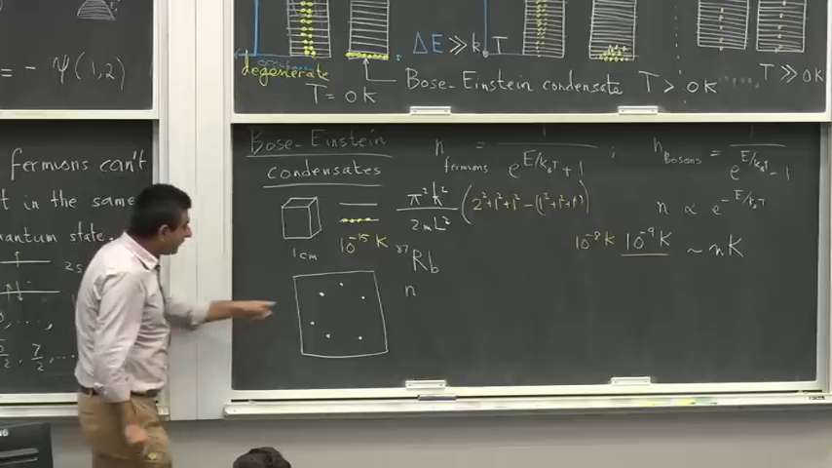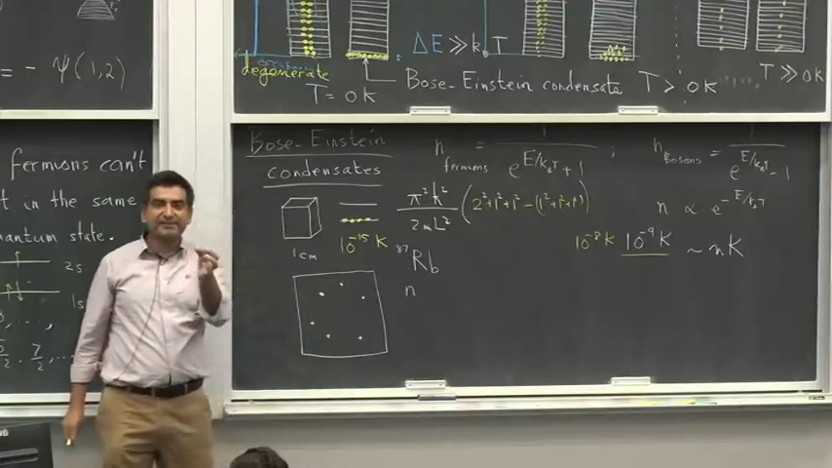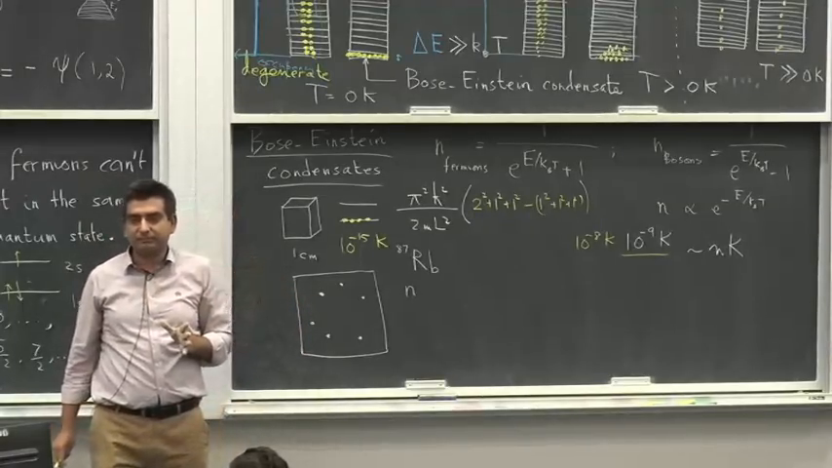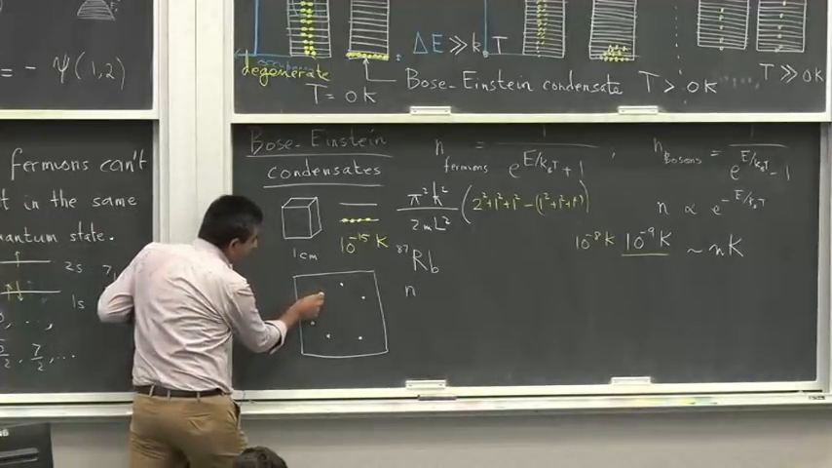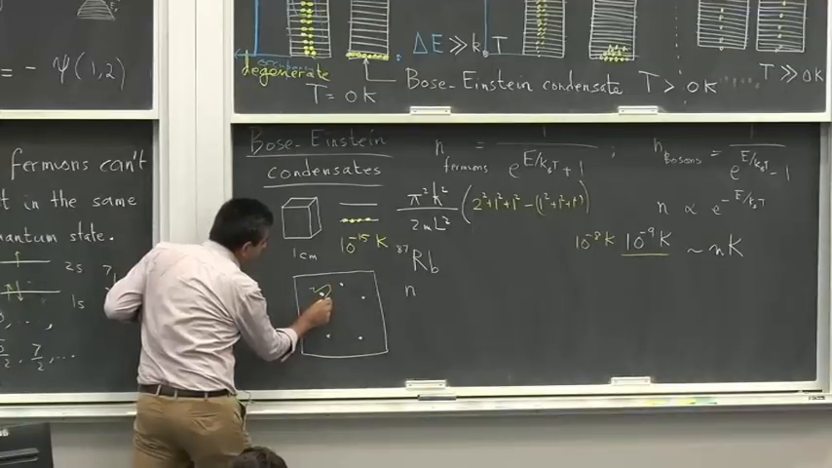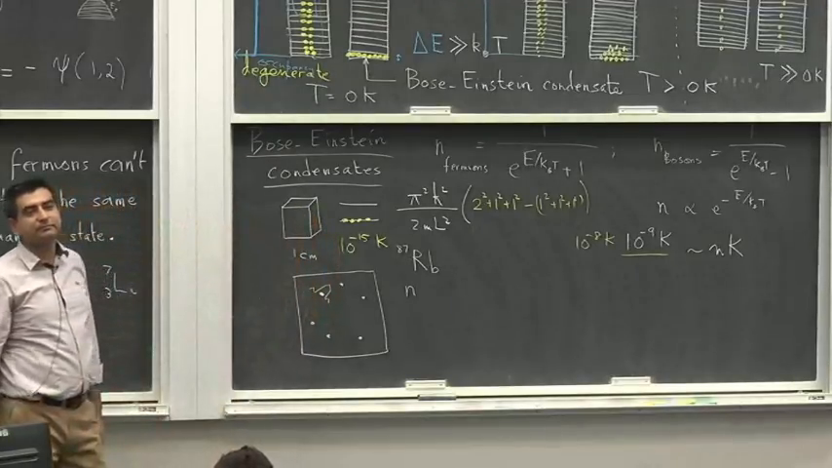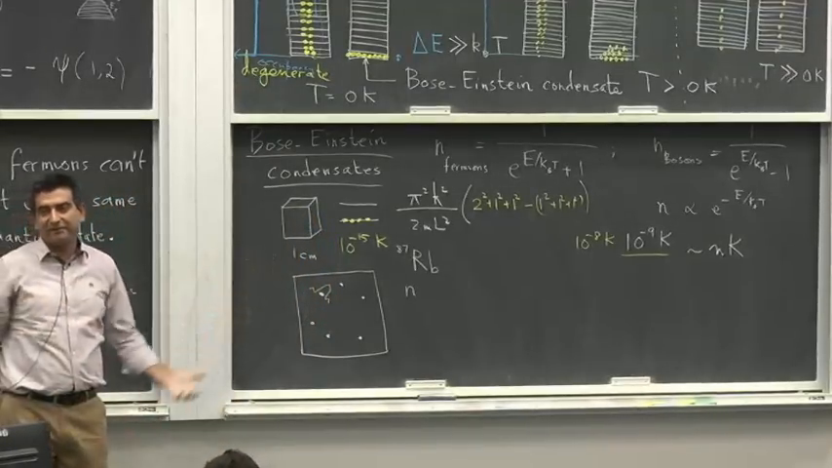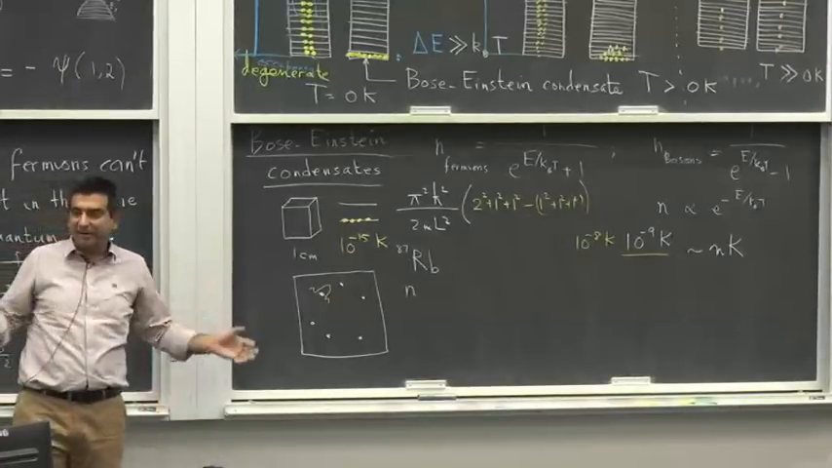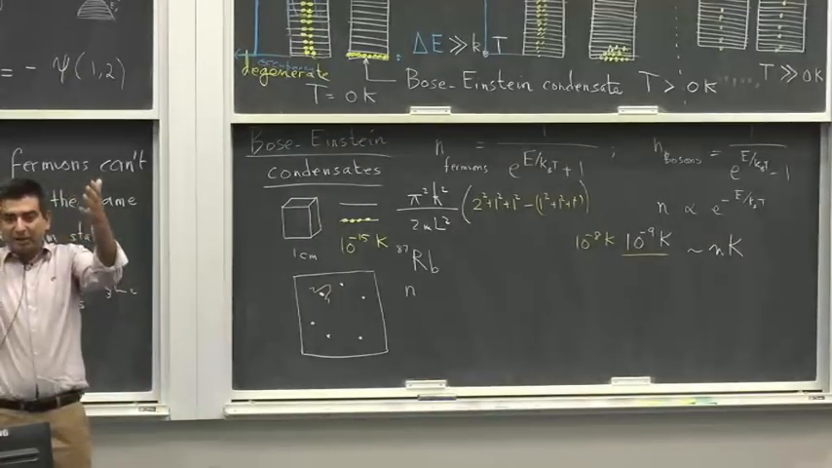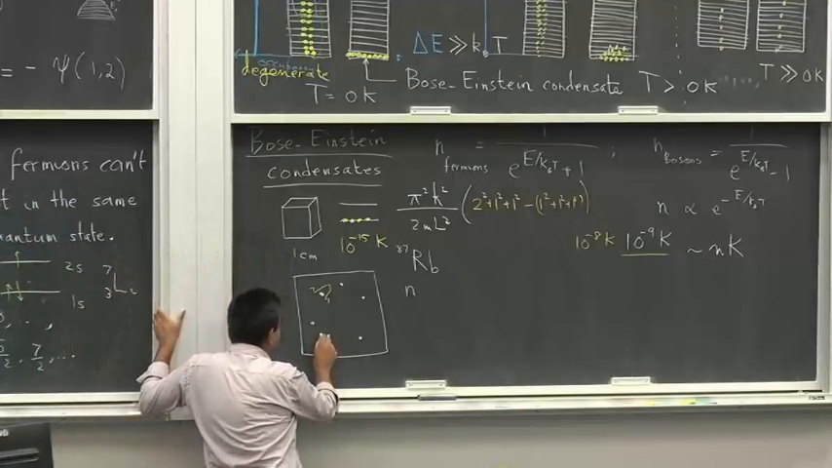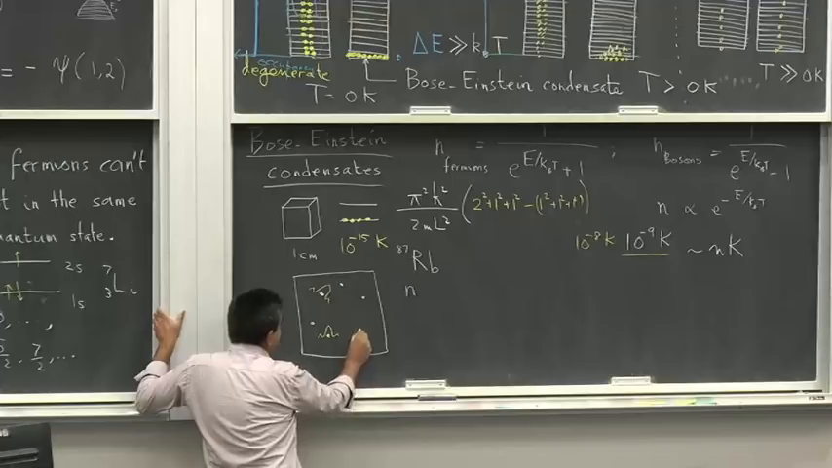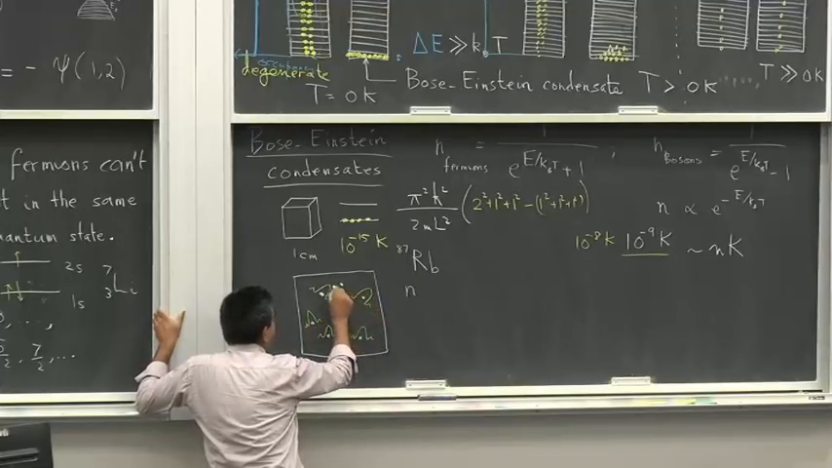Now, each of these atoms, of course, is described by a wave function. Suppose it's a wave packet. It's not a plane wave, it's a localized particle. A localized particle means that the wave function is like a wave packet. Each gaseous atom will have a wave packet.